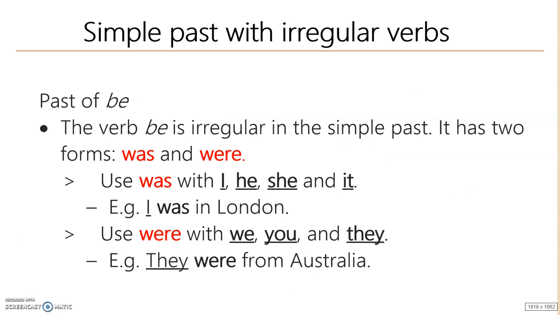Let's move on to simple past with irregular verbs. We'll focus on past of verb be. The verb be is irregular in the simple past. It has two forms, was and were. We use was with pronouns I, he, she, and it. Example, I was in London. You use were with pronouns we, you, and they. Example, they were from Australia.